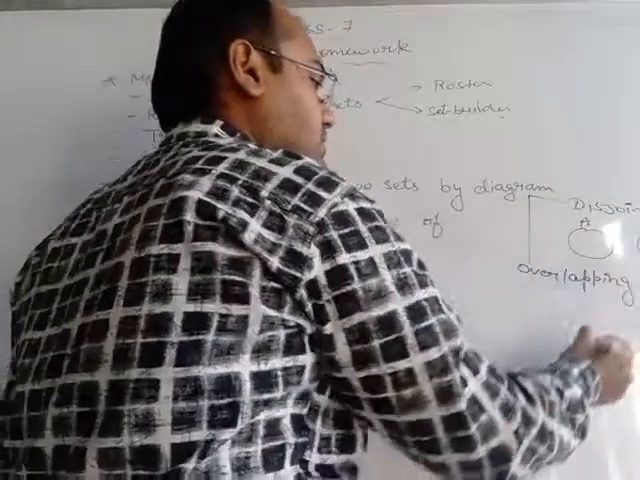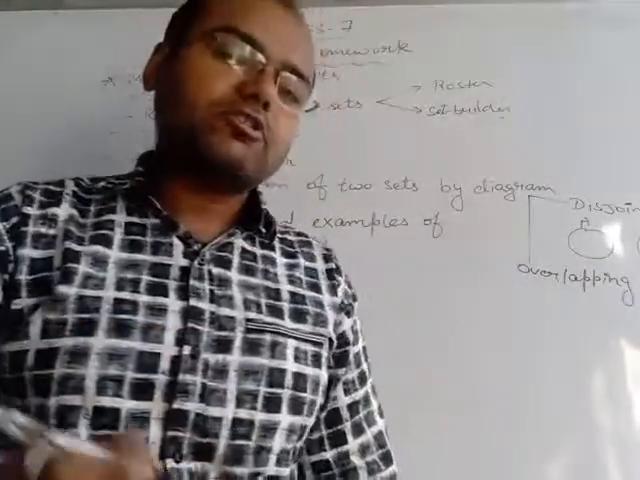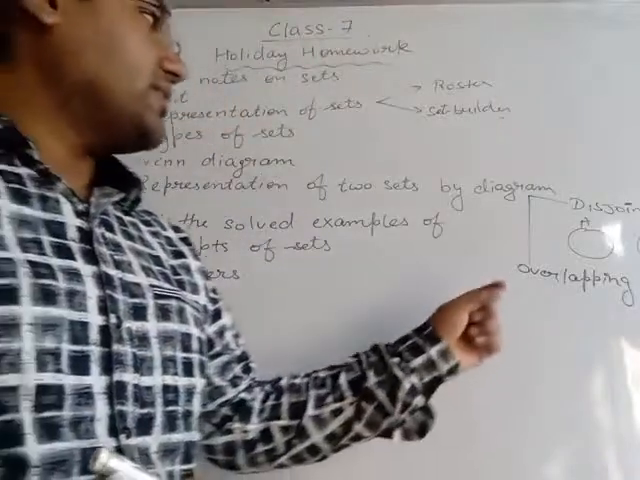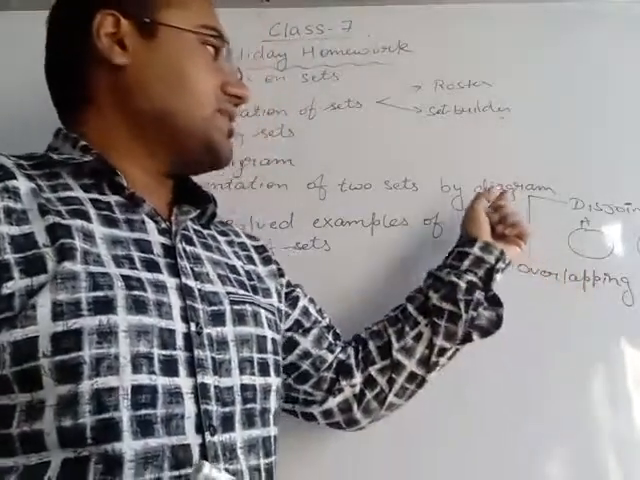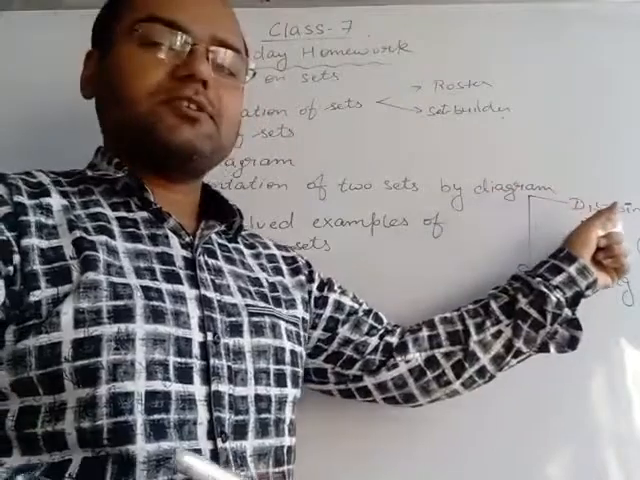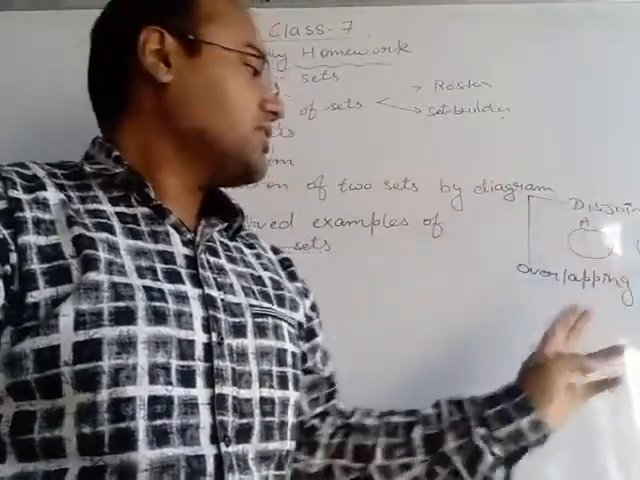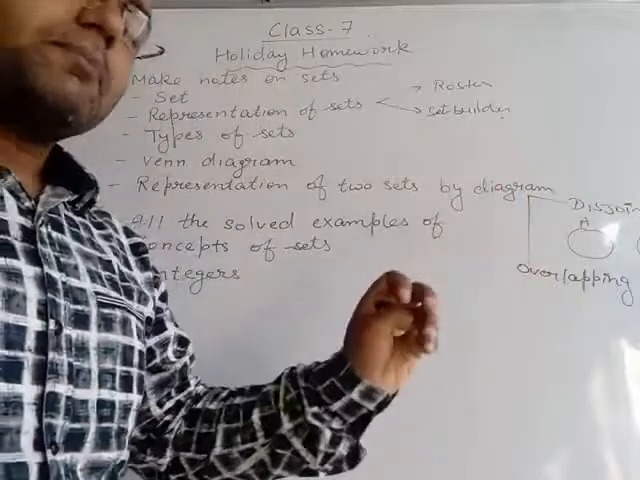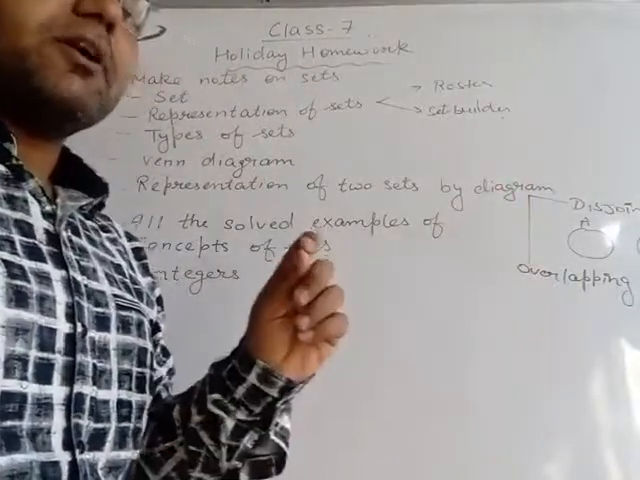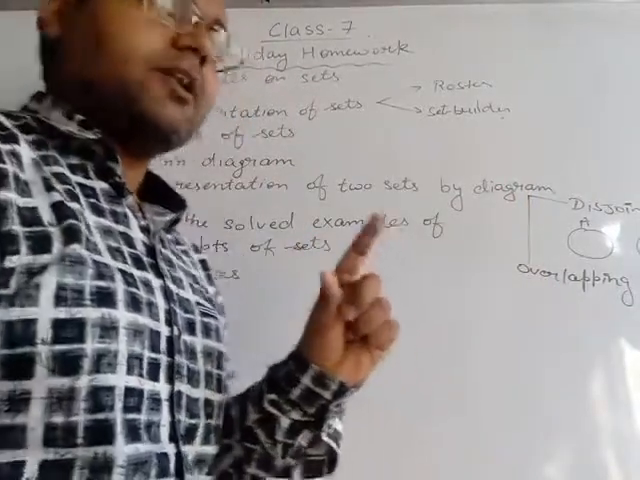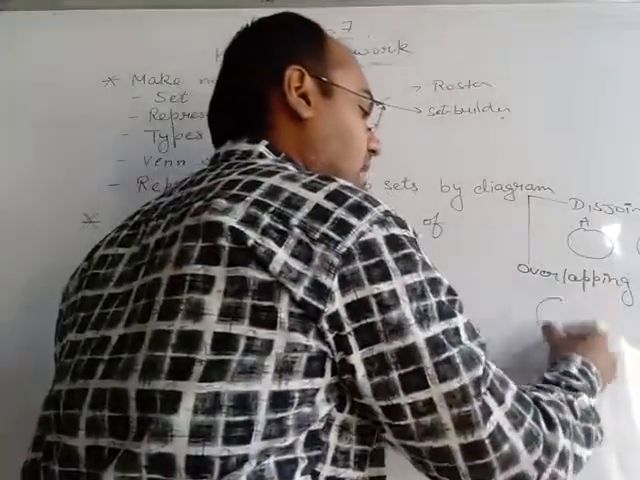Overlapping. You can take the help of the internet also. You can search on Google. You will get these in detail. The first type is disjoint, in which nothing will be common in two sets. Another one is overlapping. Overlapping means if any element will be common in two sets, then we have to make an overlapping figure.